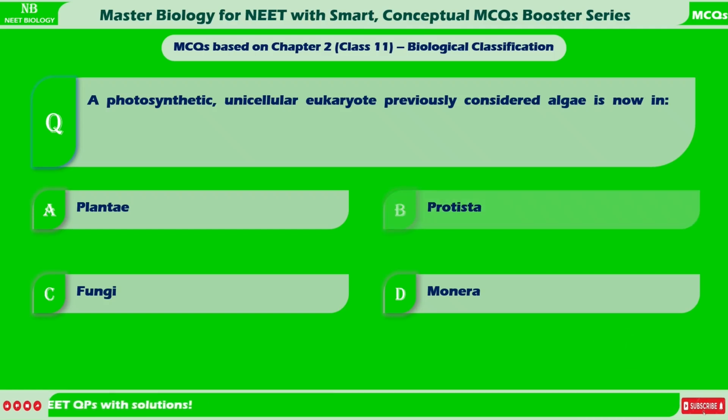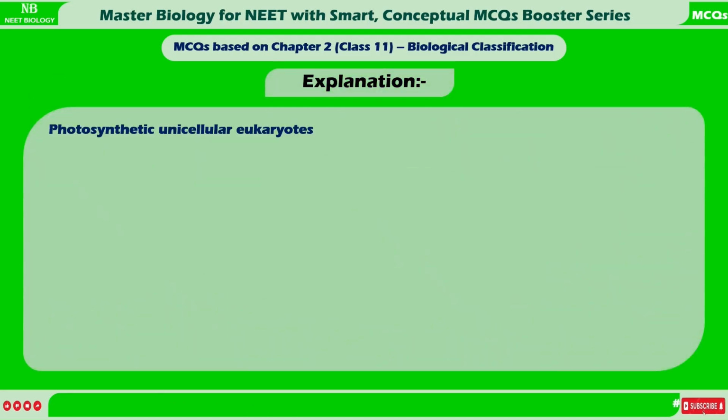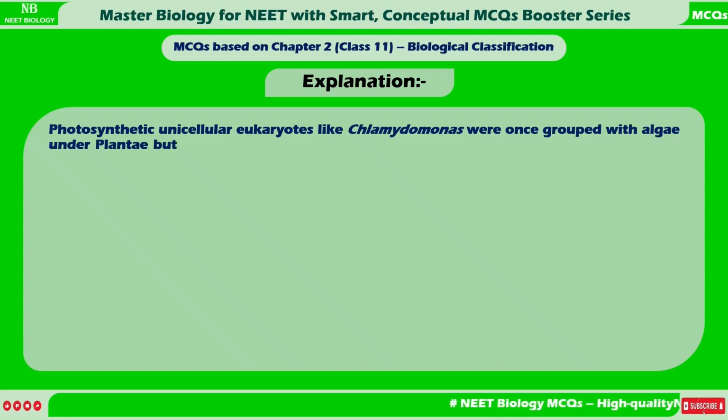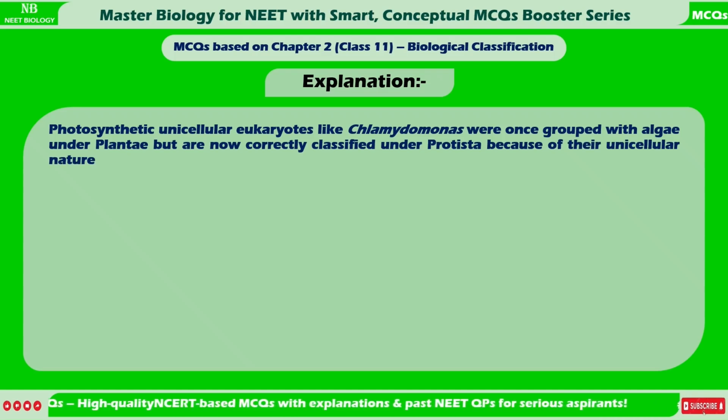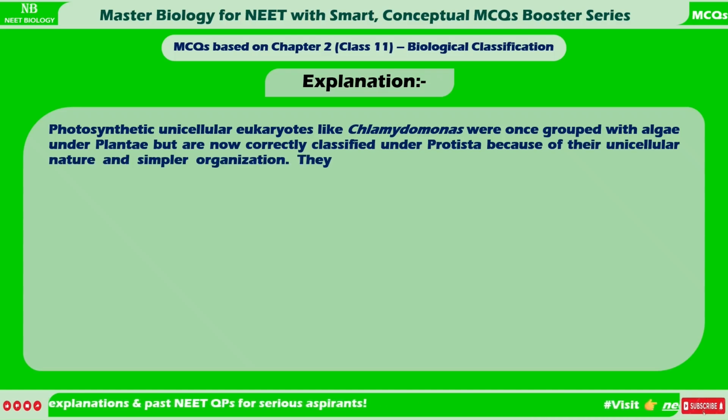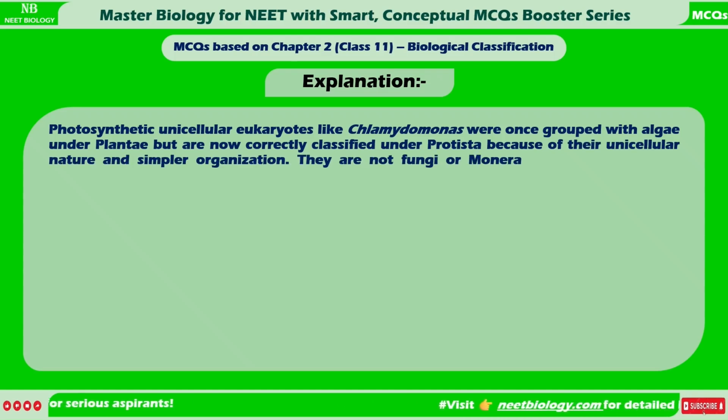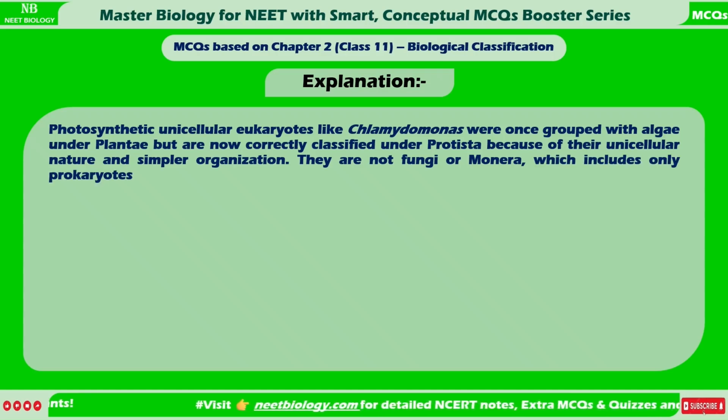Correct answer is B. Protista. Explanation: Photosynthetic unicellular eukaryotes like Chlamydomonas were once grouped with algae under Plantae, but are now correctly classified under Protista because of their unicellular nature and simpler organization. They are not fungi or Monera, which includes only prokaryotes.